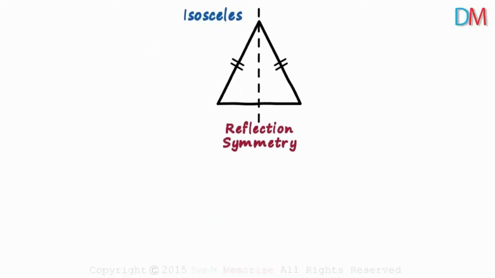Why is it called that? Let's see. If we take one part and keep it against a mirror, we will get the original shape. The reflection of one part completes the shape.